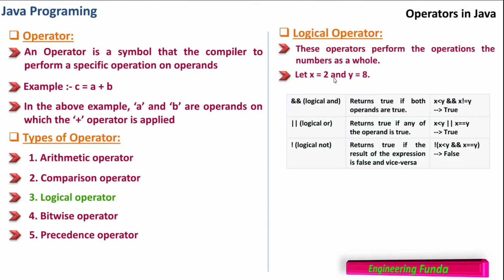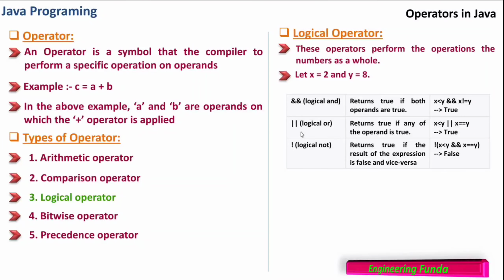So here if we see x equal to 2 and y equal to 8, then x less than y, yes, this is true. And x not equal to y, this is also true because x is 2 and y is 8. So on both sides you have true and true. The result here will be true.